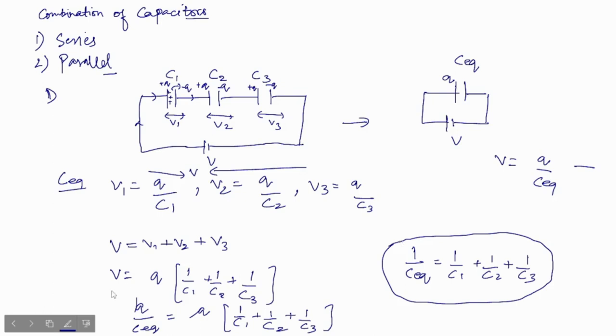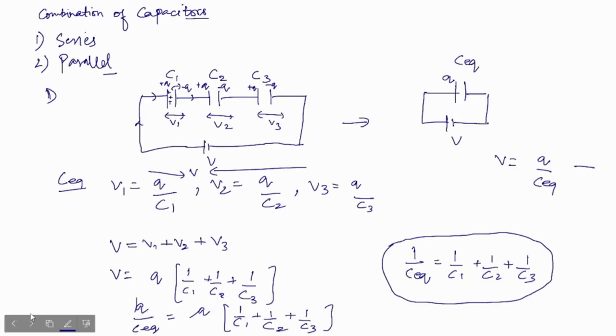Now we'll see how this result compares. If you compare with resistance, this result is opposite. For resistors in parallel, we used to get 1 by R equivalent equal to 1 by R1 plus 1 by R2 plus 1 by R3 and so on. When capacitors are connected in series, you get this result.